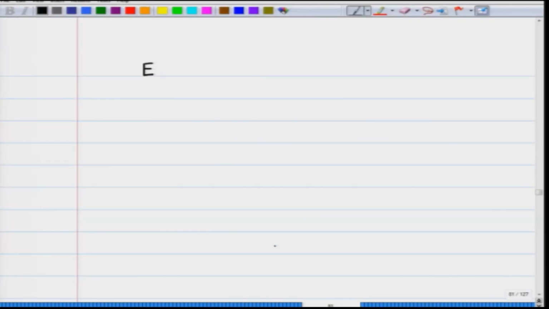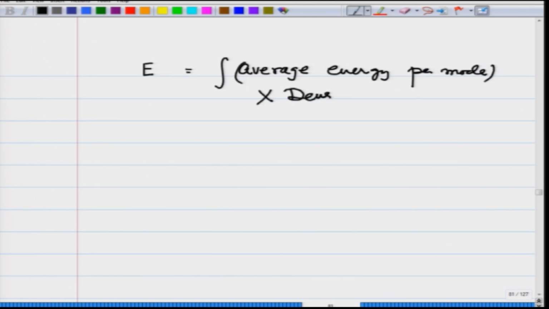When we started this week, what I told you is that if we wish to calculate the energy of a crystal because of the vibrations, what I need is the average energy per mode times the density of states of these modes, and then I integrate over this k or omega, how I am looking at the modes.